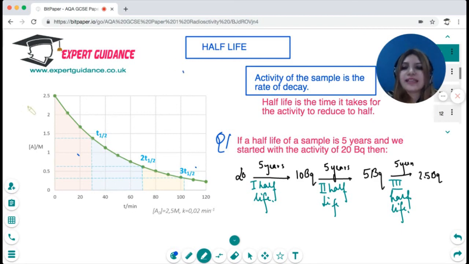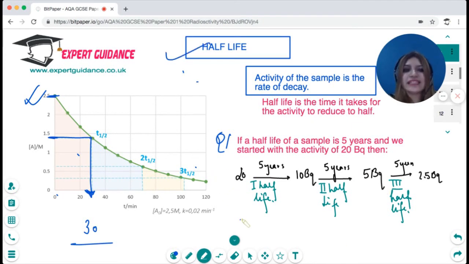Now, in the exam, they can give you this graph and then they can ask you to find the half-life. Now, how will you find the half-life from this graph? You can see the maximum activity is 2.5. So, half of this is 1.25. So, look at 1.25, read it across, read the time. So, we can get that the half-life is around 30 minutes. All right, so I hope this half-life, doing this numerically and graphically, is clear to you.